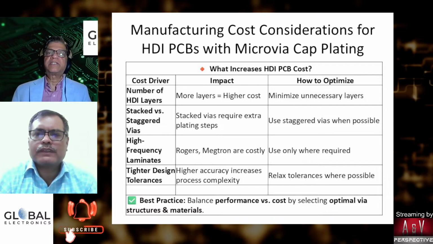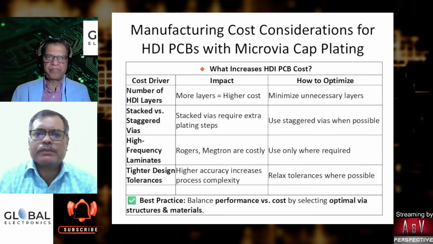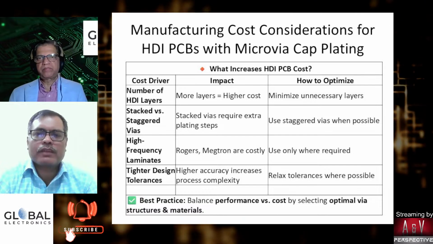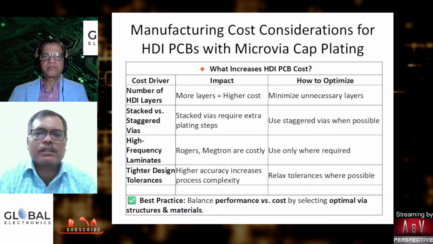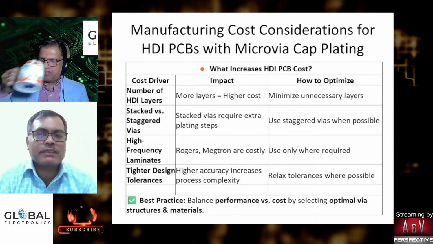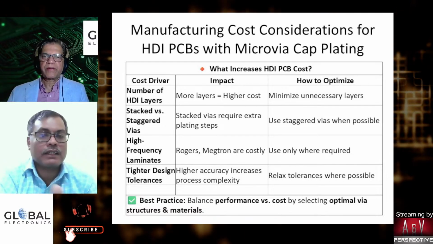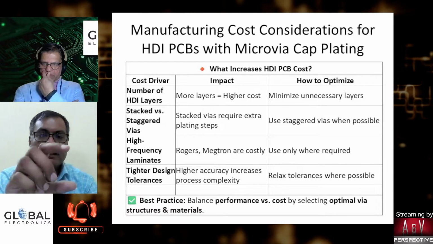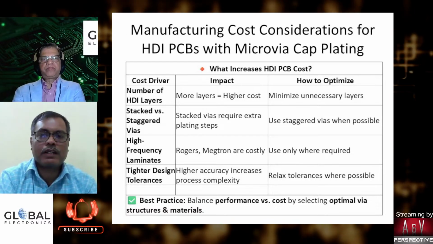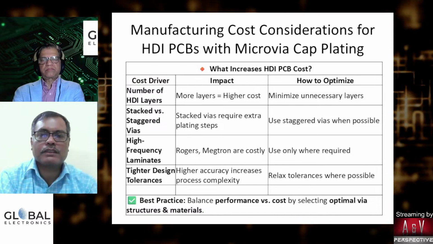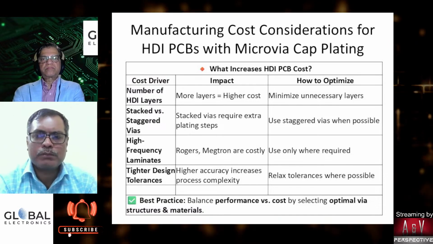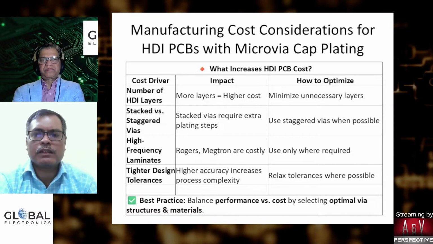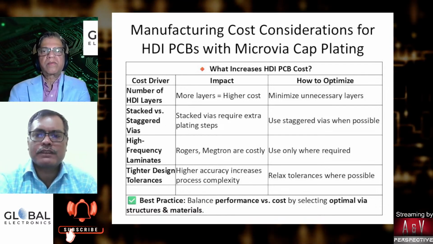Cost consideration, HDI PCBs. With the HDI layers, more layers means a higher cost. The cost of the PCB is increased because of different processes. Suppose vias are stacked versus staggered. Stacked means they are in the same line, so in a multi-layer PCB, they are stacked in the same orientation. If they are staggered at different orientations, it requires more process steps, so it is a more costly process. Then high frequency laminates are costly.